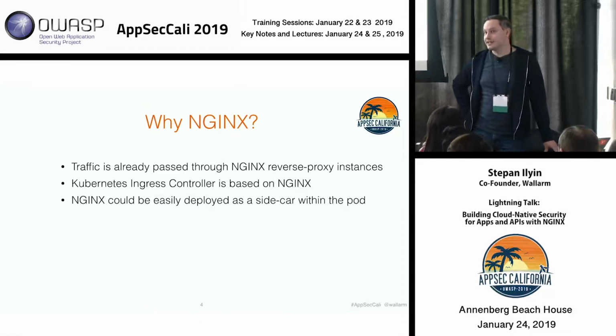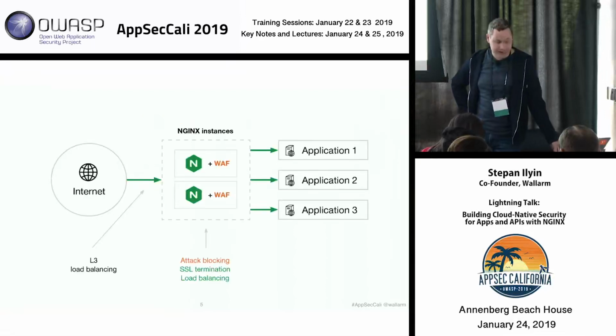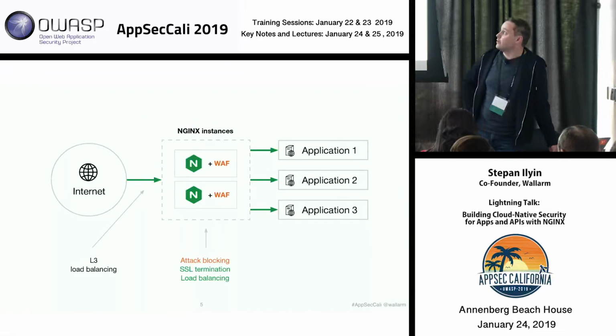And another thing, NGINX can be easily deployed as a sidecar in every Kubernetes pod. So basically, you can add NGINX natively in any application pod, which is very nice. This is just the standard way you usually put NGINX with your apps. And basically, you can put WAF and any other modules there.